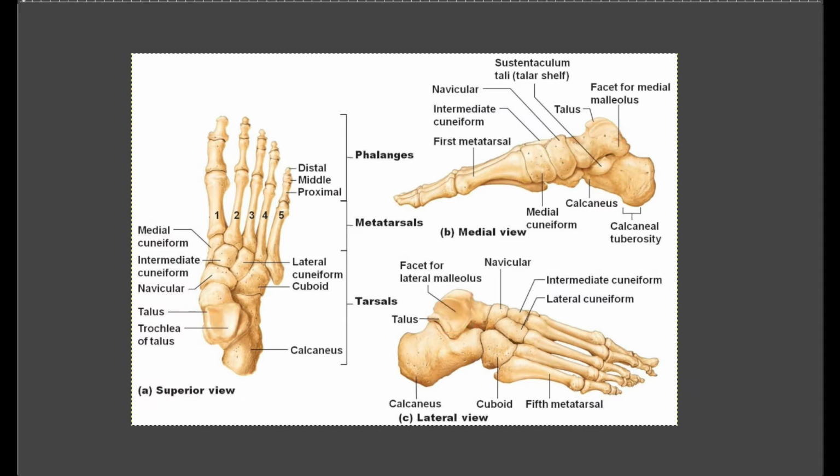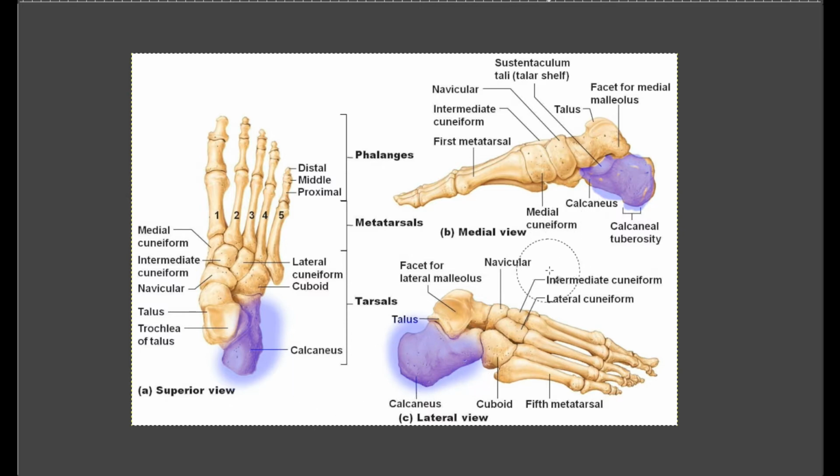Now the next bone that we're going to look at of the foot is called the calcaneus, which is right here. The calcaneus is your heel. So this is the back part of your foot. This is the part of your foot that you place down on the ground. So that is the calcaneus right there.